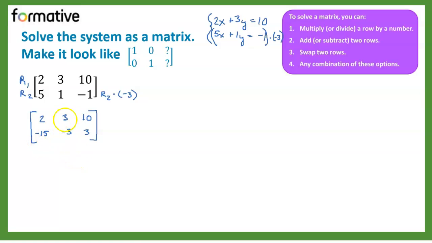So that's our resulting matrix, and now we can apply another step. If we were doing elimination, what we do here is add straight down, right? We're adding row 1 to row 2. So that's exactly what we're going to do. We're going to add row 1 to row 2 and try to get those y variables to eliminate. So 2, 3, and 10. So this first row, we're not doing anything with it again. We're just going to keep that exactly as it is. 2, 3, and 10. And then we're going to add these two together. 2 plus negative 15 is negative 13. 3 plus negative 3 is 0. 10 plus 3 is 13.